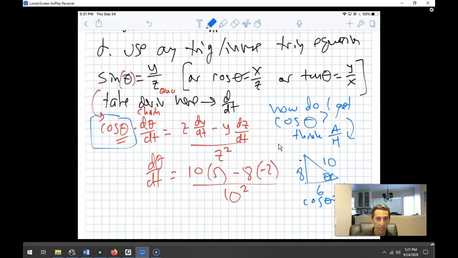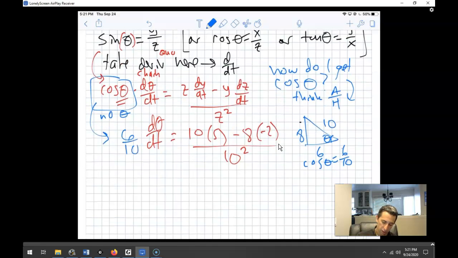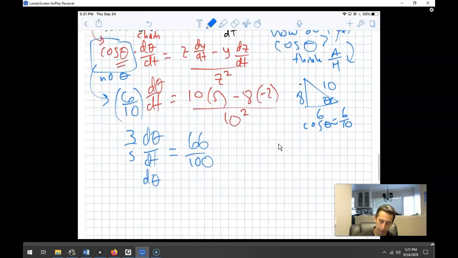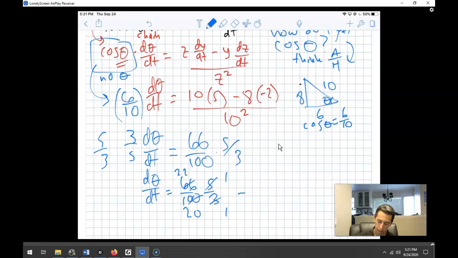I don't know theta, but I know cosine theta from the triangle: adjacent over hypotenuse is 6/10. So that's saying 6/10 times d theta dt equals this fraction. That's saying 3/5 times d theta dt equals, let's see, 50 plus 16, so 66/100. So d theta dt is equal to 66/100 multiplied by 5/3. I can cancel this: 5 and 100 is like 1/20, 3 and 66 is like 1/22. So it's 22/20. I guess you could say 11/10 or whatever.